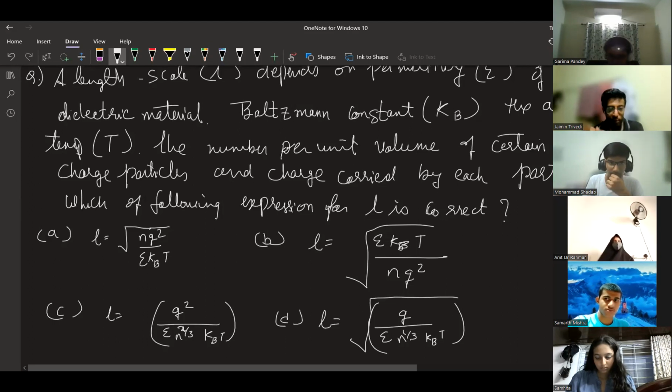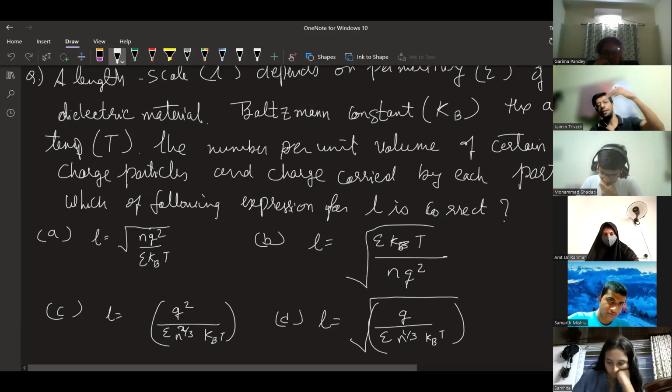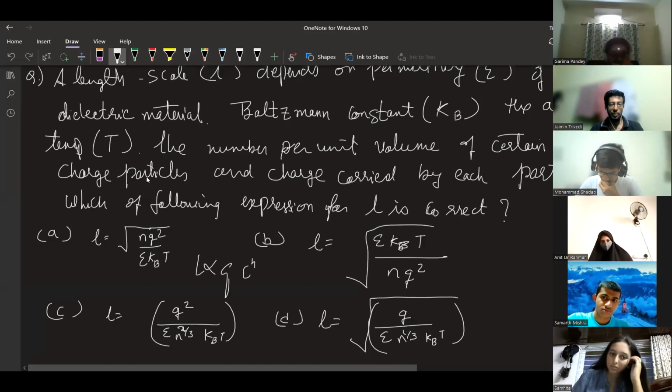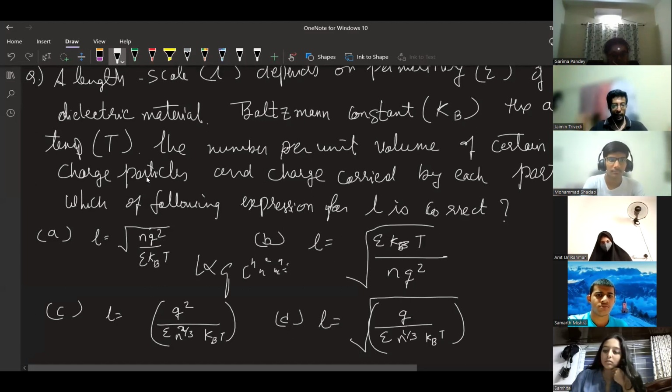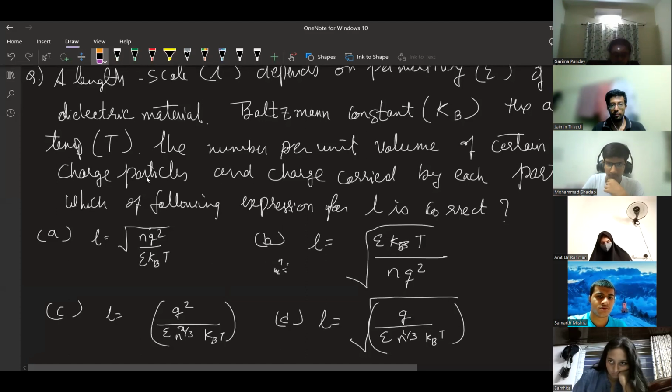Okay, so I'll just give you a small idea. First, write L is proportional to all these quantities, each to some power A, B, C. How many quantities do we have? 1, 2, 3, 4, 5: A, B, C, D, E. So you just write L is proportional to Q to power A, epsilon naught to power B, n to power C, KB to power D, and T to power E. Then write those dimensions and compare with the dimension of this length scale. You have to use the same method. It looks long, but it is the same thing we did in previous cases.